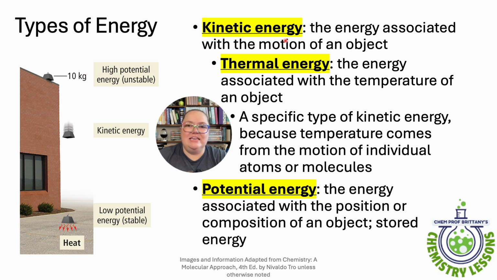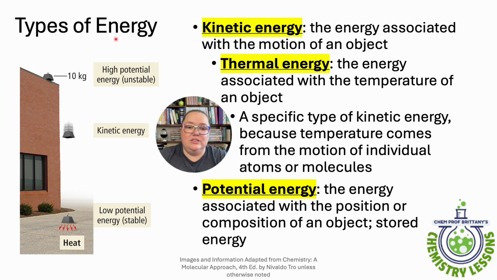Thermal energy is the kinetic energy that comes from the motion of the atoms or molecules that make up a substance and is specifically associated with temperature. So the higher the temperature of a substance, the more thermal energy it has, because the more those particles are moving around. And the other type of energy that we'll be talking about in this course is potential energy, which is stored energy that is associated with the position or the composition of an object.